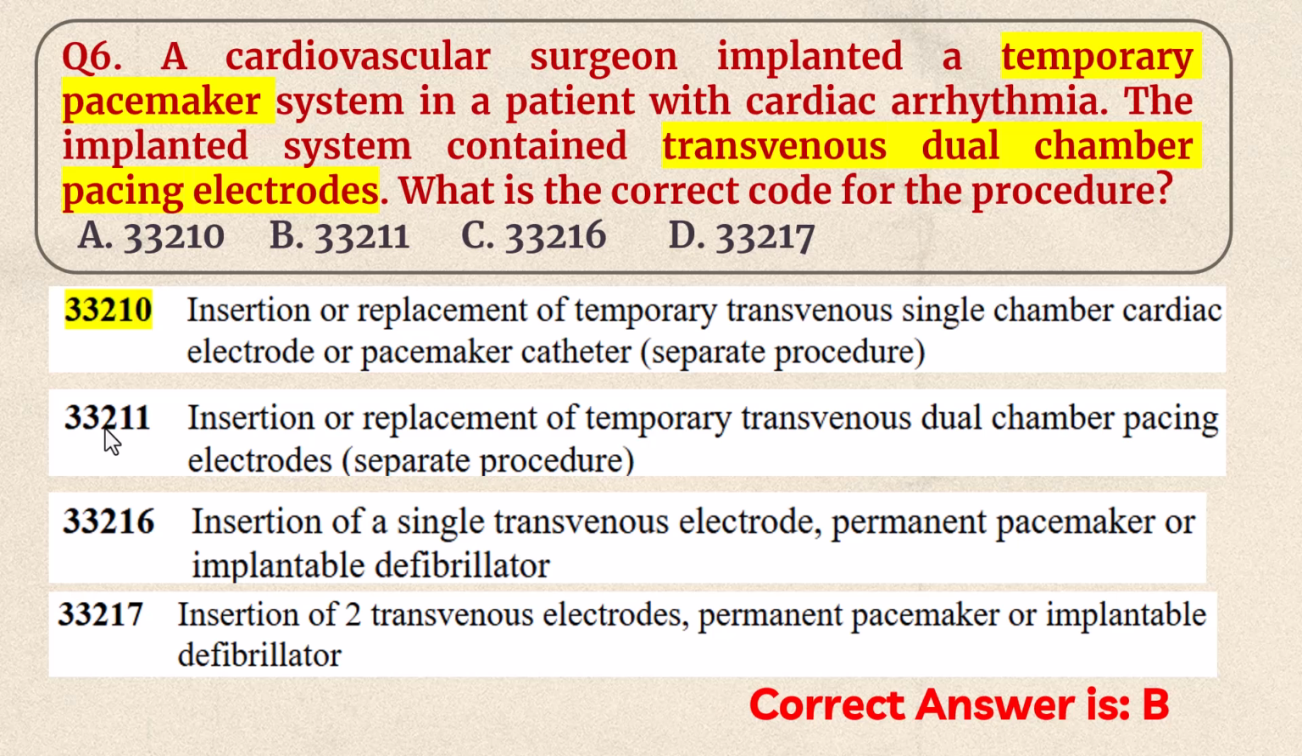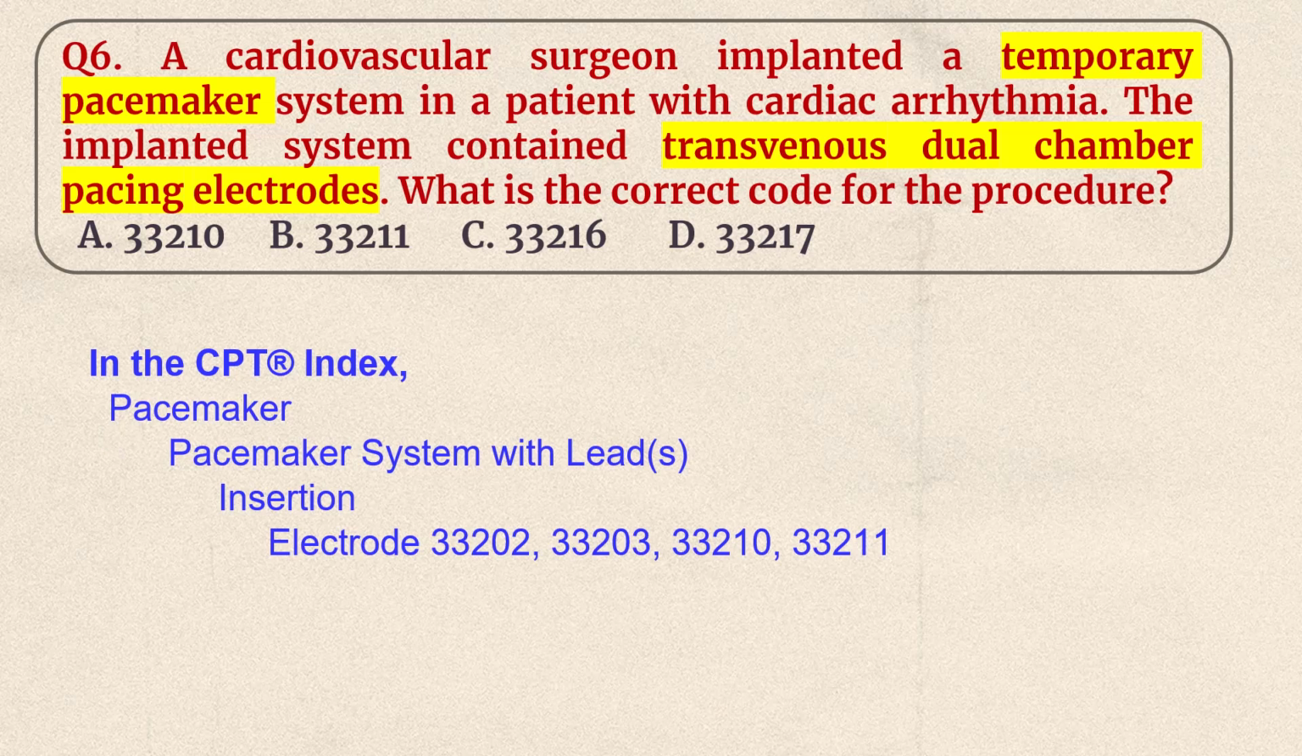If you encounter this case scenario in the real working world, you have to go to the index of the CPT codebook. So go to the index, go to the pacemaker. There you have to go to the subcategory of pacemaker system with leads. Again go to the insertion, then electrodes. There you will find the codes 33,202, 203, 210 and 211. Go back to the tabular list and you can find the answer. So the correct answer is B, that is 33,211.